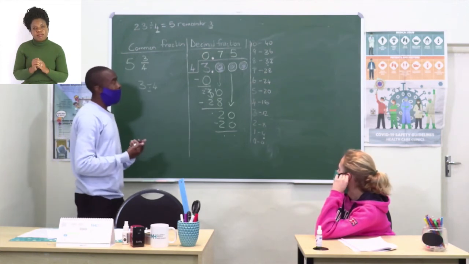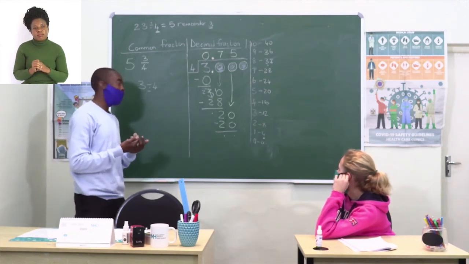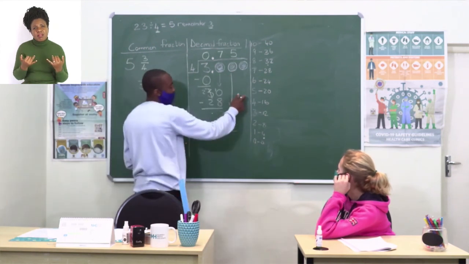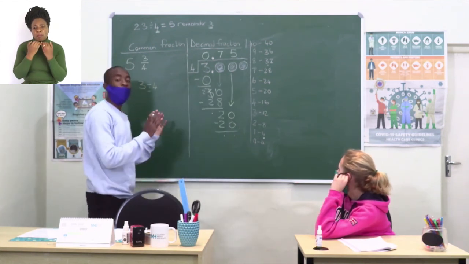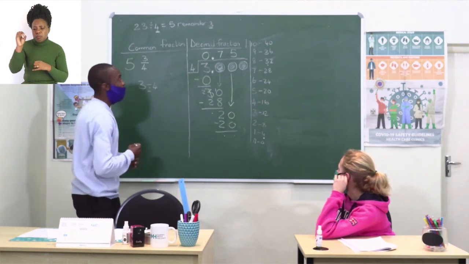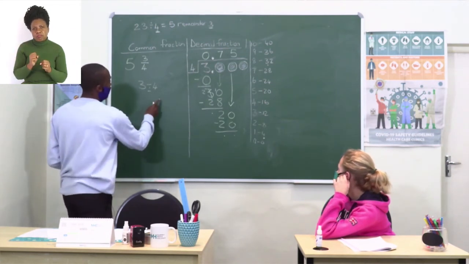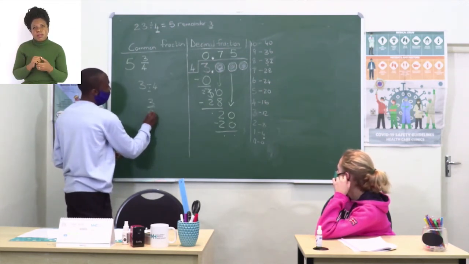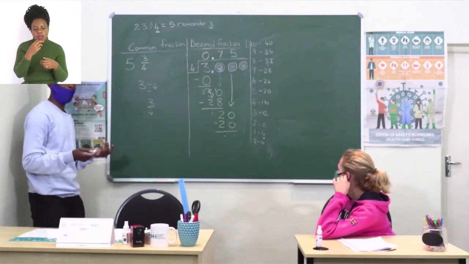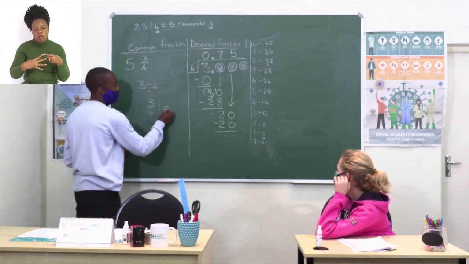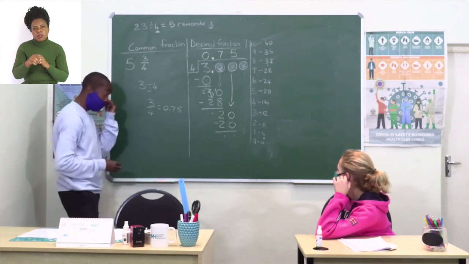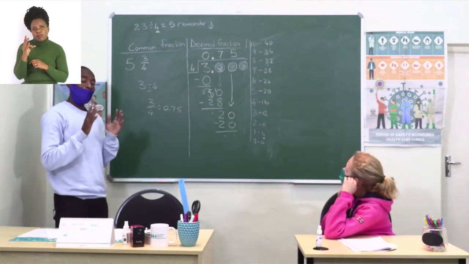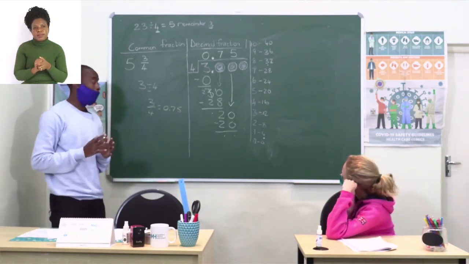So in this case, there is no necessity to bring down the 0. So you keep it like that. So, in other words, 3/4 is the same as 0.75. All right. But now, we need to focus here.